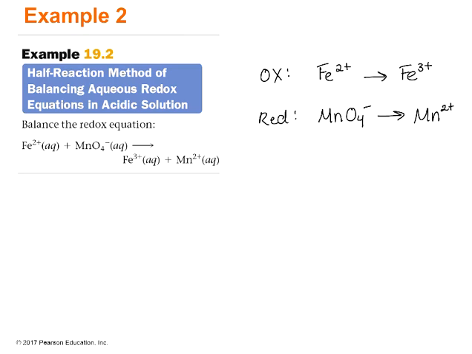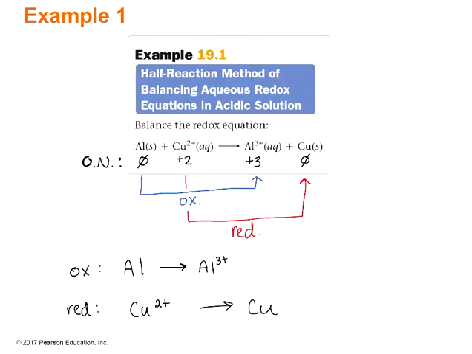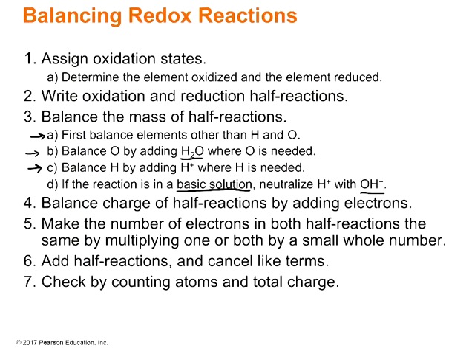Okay, so then what was the next step we needed to do? Let's go back to our series of steps. Once we've written the oxidation and reduction half reactions, the next step is to balance the mass. So we want to first balance elements other than hydrogen and oxygen, and then we want to balance oxygen by adding water where oxygen is needed. And then we have to balance hydrogen by adding H plus where hydrogen is needed.